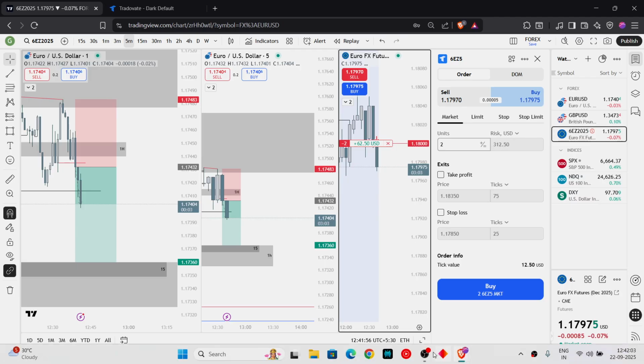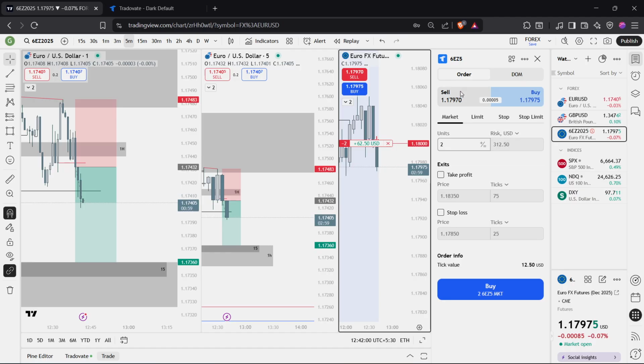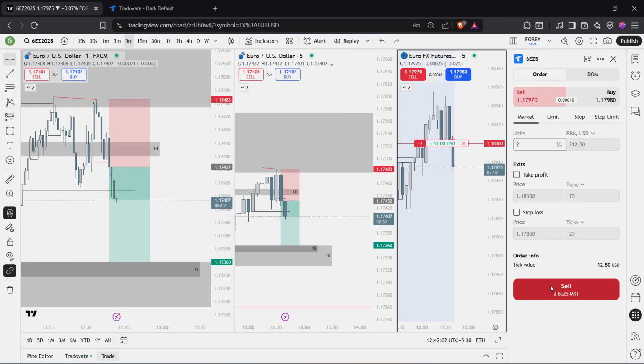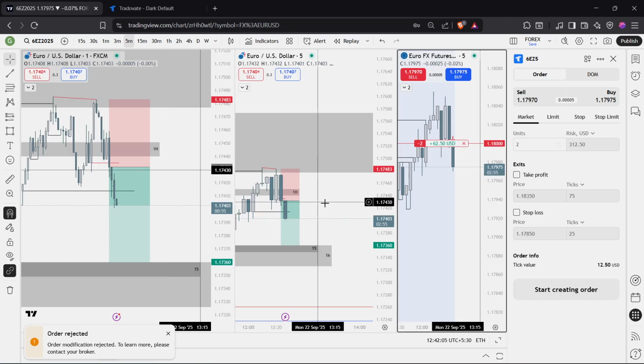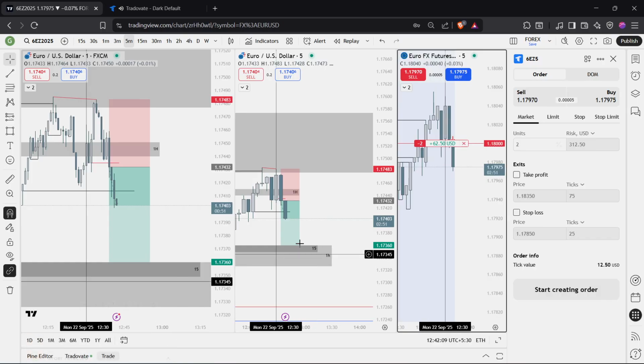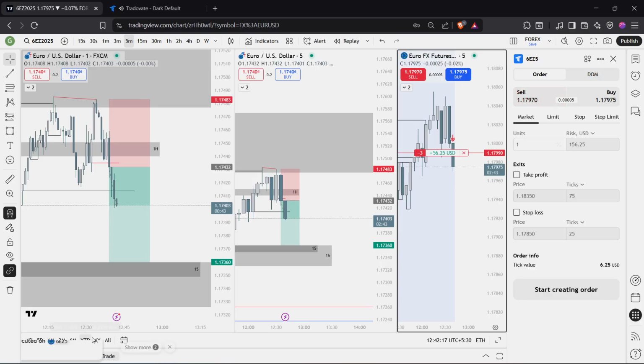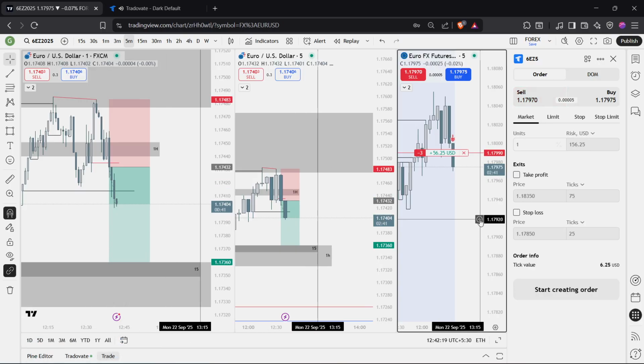Okay. Let me do this. So the order filled, position comes. Sell, sell. Order rejected, I think. It is something due to the position sizing. Let me check once. Okay, order filled. Nicely done.